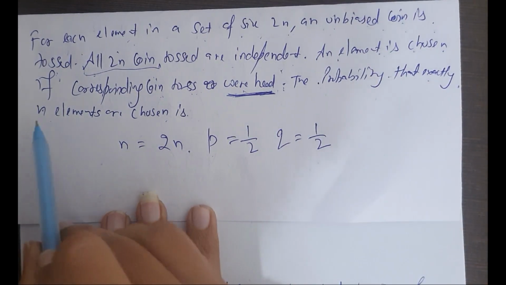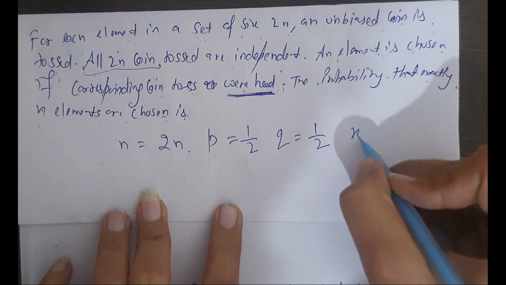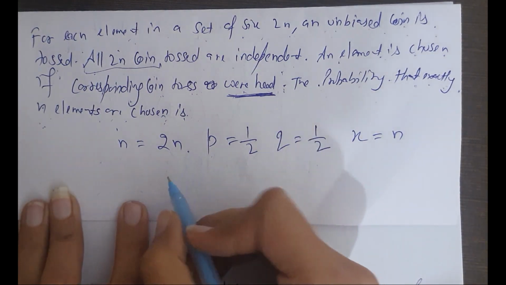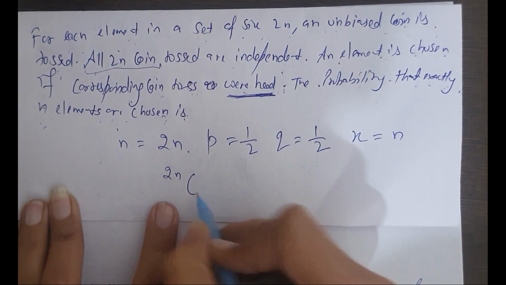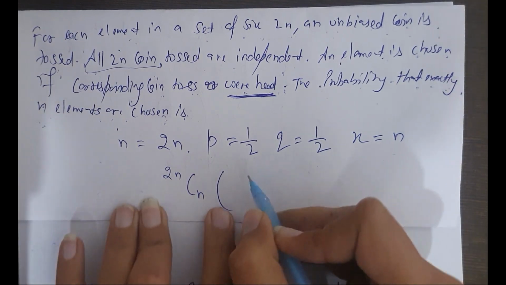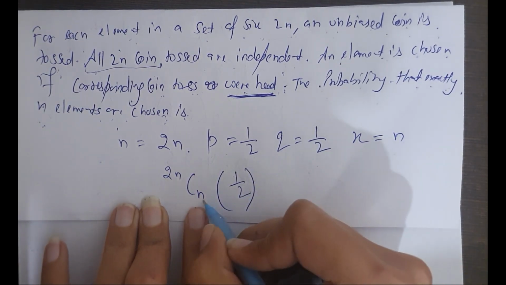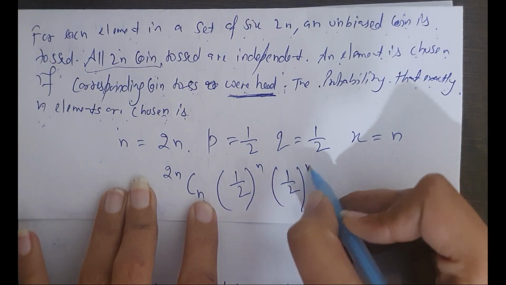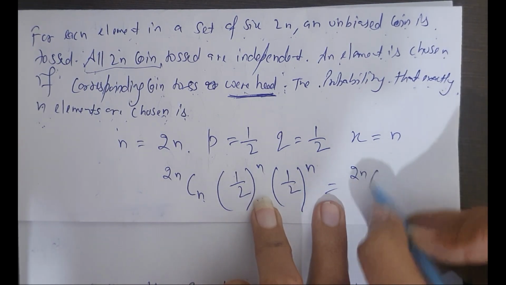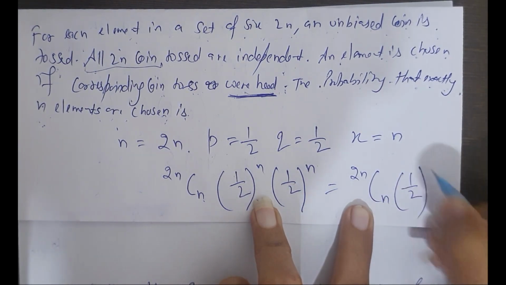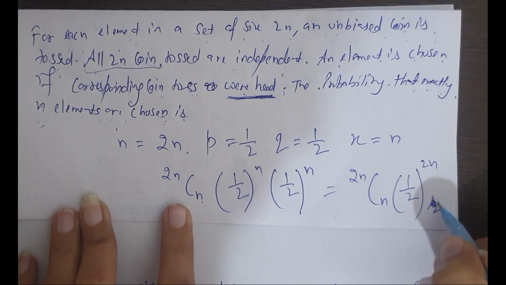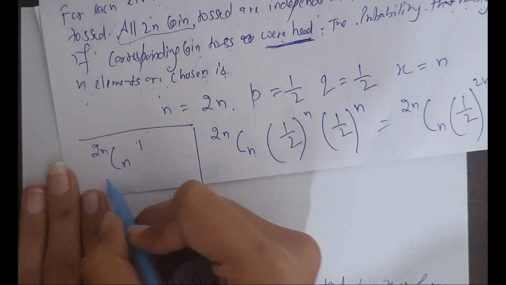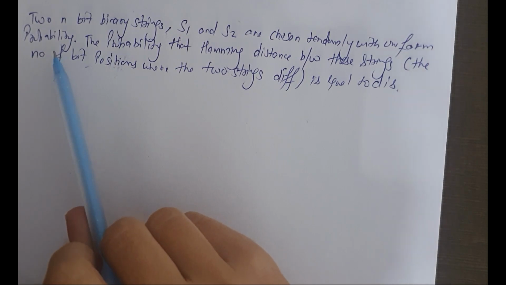The probability that exactly n elements are chosen, then X is n, because they are saying the probability that exactly n elements are chosen. So just apply that in the formula, that is nCX, that is 2nCn, P is 1/2, X is n, (1/2)^n, Q is 1/2, (1/2)^(2n−n), that is n, that is 2nCn (1/2)^(2n). This is the answer. In the options, this is given like 2nCn upon 4^n. This is the last question of this topic.